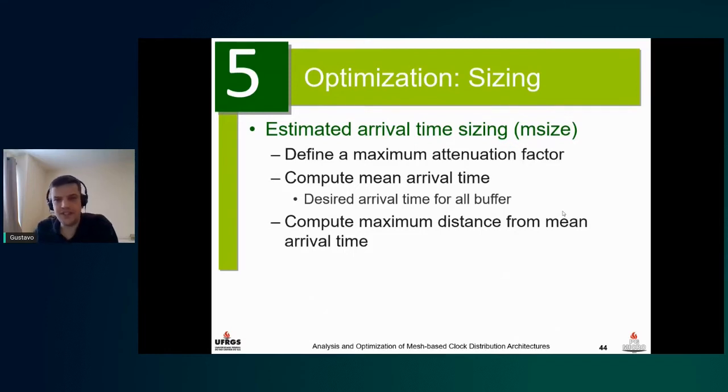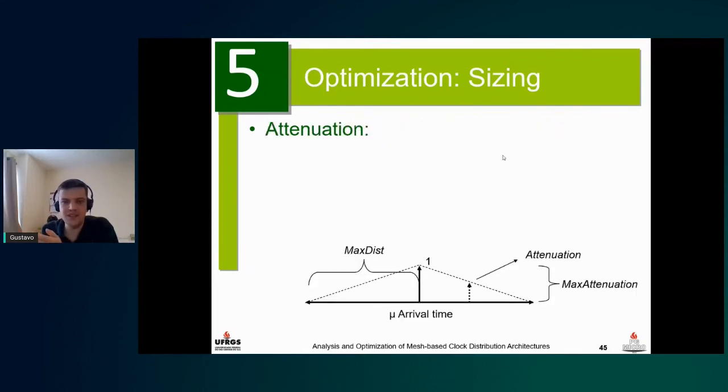So the first technique was called the M-size technique. It tries to attenuate the size of the buffers that have arrival times that are farther from the mean. The idea is very simple. So basically, we have the distance of the delay of a buffer to the mean arrival time, and then we just linearly decrease the size of the buffer up to the maximum attenuation.